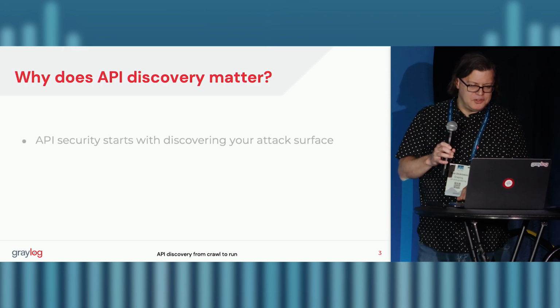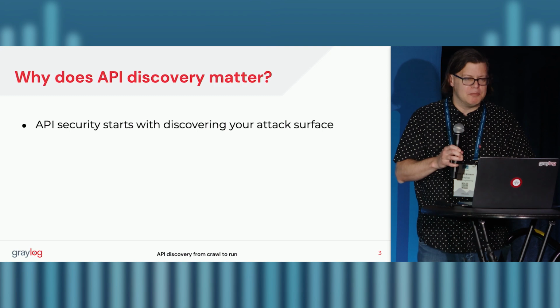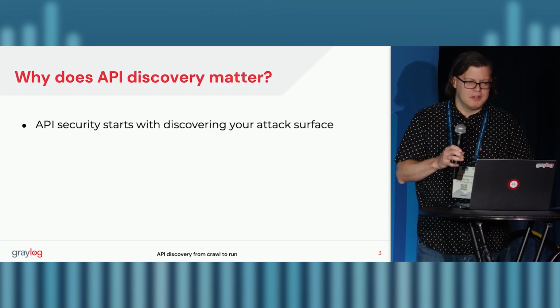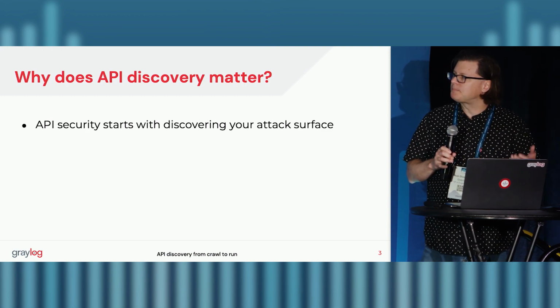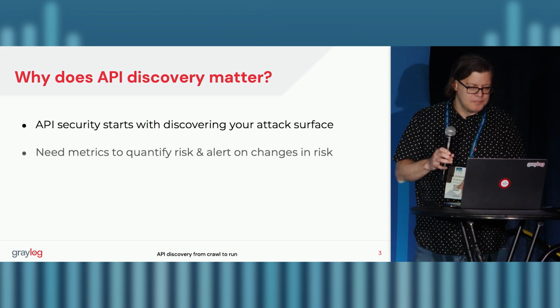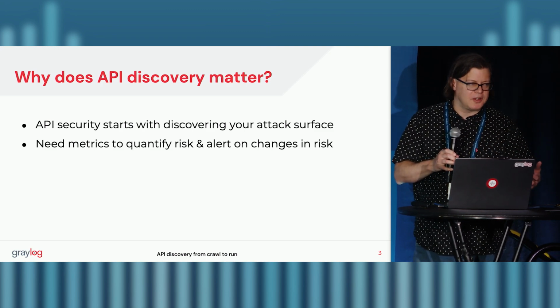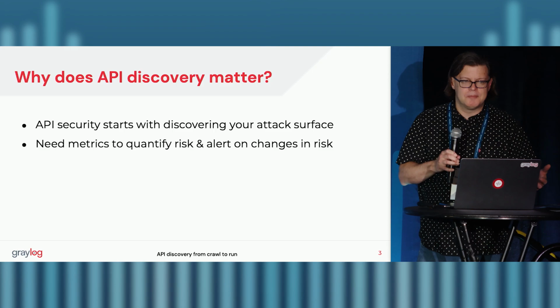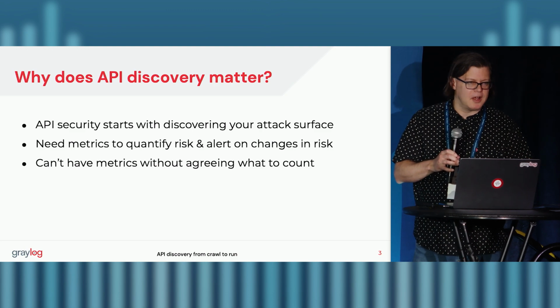So why does API discovery matter? It matters because this is really the starting point for API security. API security should start with understanding your attack surface. We want to take that attack surface, we want to be able to describe that attack surface in terms of metrics. If we can measure the attack surface, then we can see, is it going in the right direction? Is it going in the wrong direction? But we can't have metrics without agreeing what to count.